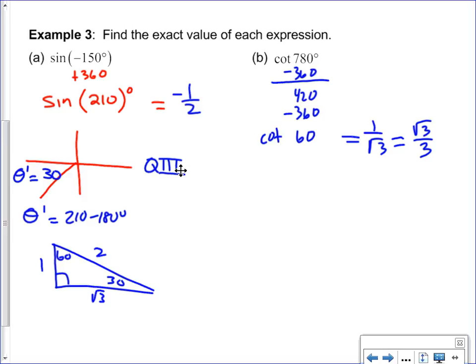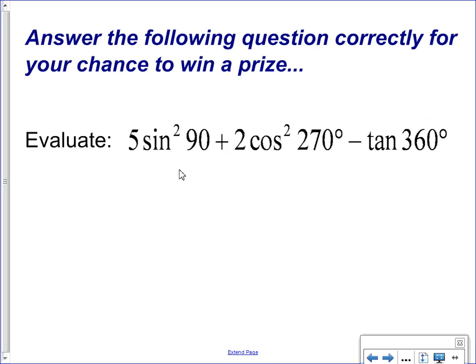Practice this now, because if you wait till the weekend, it's going to get a little fuzzy. So, go ahead and try.